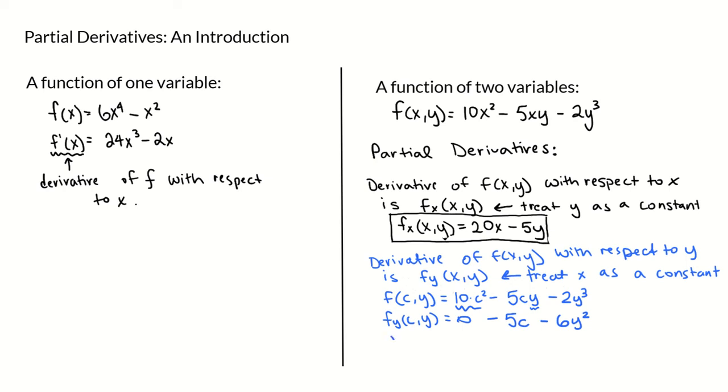So putting x back in here, we get derivative with respect to y of f of x y is equal to negative 5x minus 6y squared.